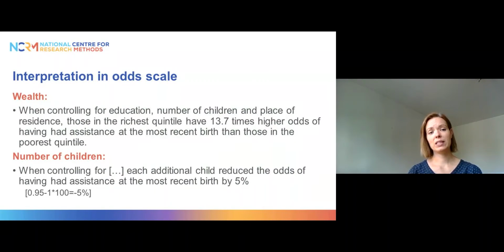And the 5% comes from the calculation that I showed you last time, that you can use when you're doing interpretation in odds scale. So you take the odds ratio, 0.95, you subtract 1 from that, so 0.95 minus 1, and then to turn that into a percentage, you multiply that by 100, and we get -5. So that means that for each additional child, the odds reduce by 5%.